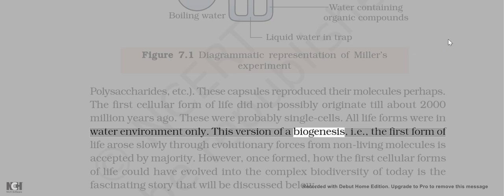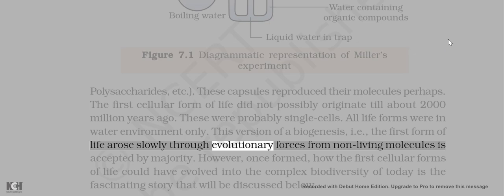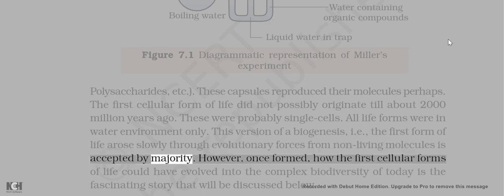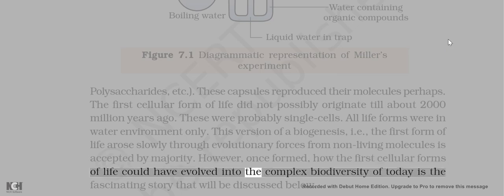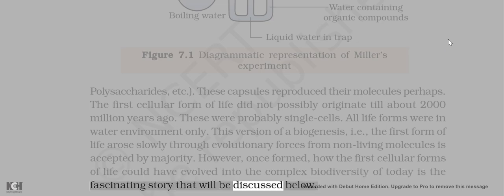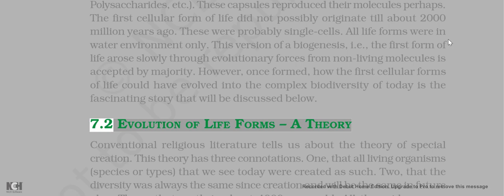This version of abiogenesis, i.e., the first form of life arose slowly through evolutionary forces from non-living molecules, is accepted by the majority. However, once formed, how the first cellular forms of life could have evolved into the complex biodiversity of today is the fascinating story that will be discussed below. 7.2 Evolution of life forms, a theory.